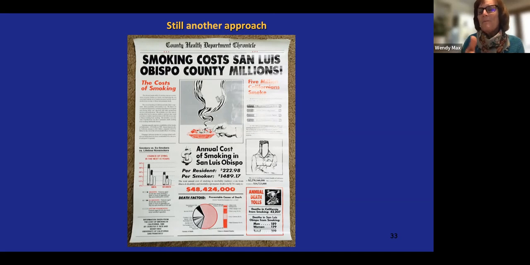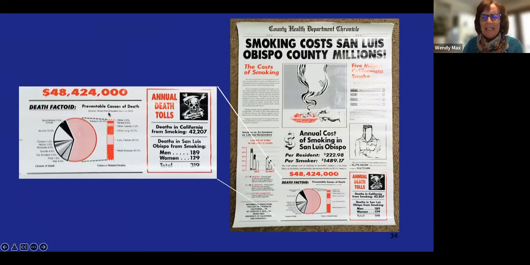And these are all numbers that were in the first report that we did, but presented in a much more visual, visceral way. My personal favorite is the death factoid, showing all the deaths and how they break down. But I think this was just really effective. And this is information that was meaningful to San Luis Obispo County. We can talk about a huge 42,000 deaths in the state, but how many of them were in San Luis Obispo County? Maybe that hits a lot closer to home.